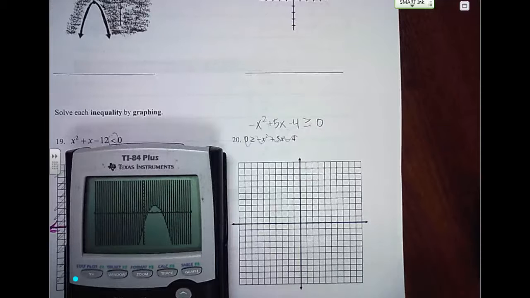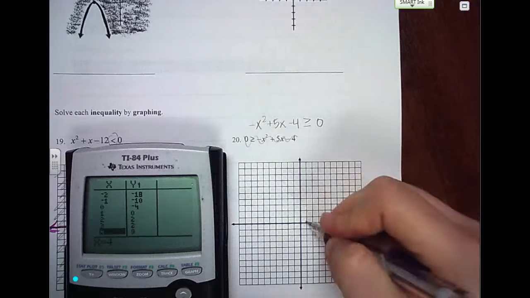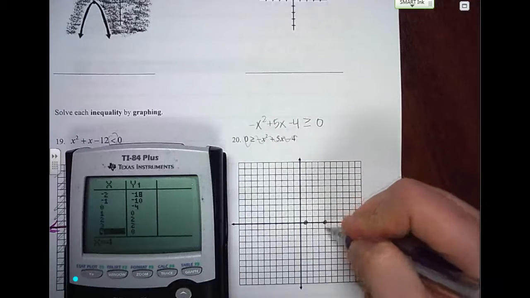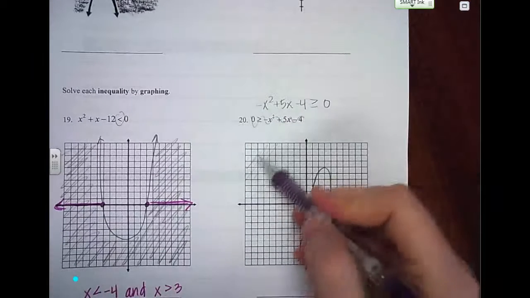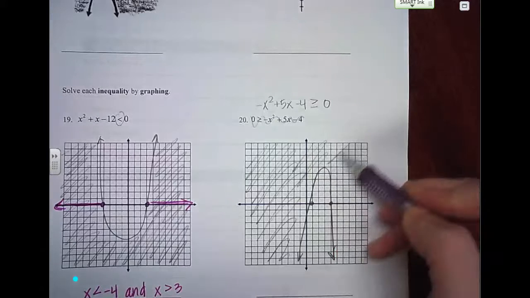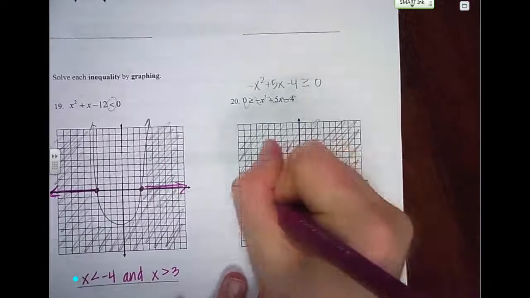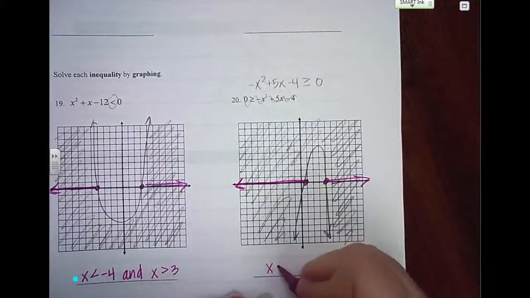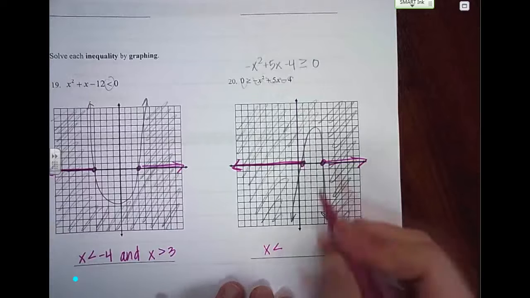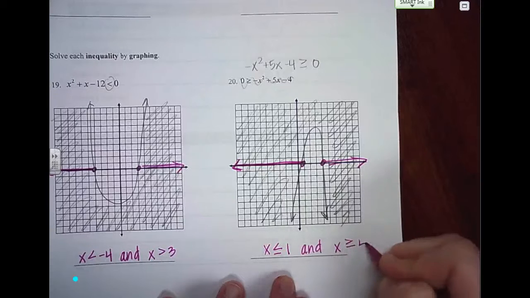So there's our parabola. So again, let's see, it looks like it's at 1 and 2, 3, 4. So let's double check that. Positive 1, 0, so there's 1, and then 4, 0. So positive 1, 2, 3, and 4. It's an upside down parabola. And it's shaded all around the outside here. So this one's kind of similar. We want all of this area. So x is less than or equal to positive 1, and x is greater than or equal to positive 4.